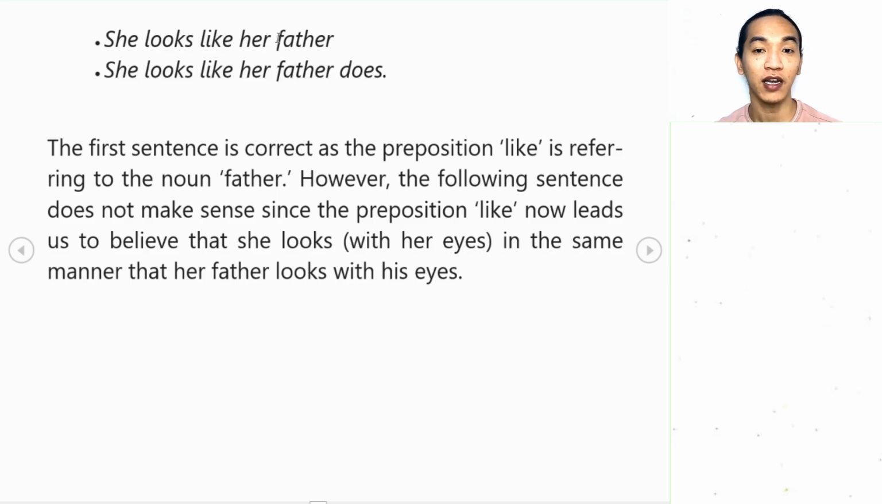Okay, similar to her father. However, the following sentence does not make sense, since the preposition like now leads us to believe that she looks with her eyes in the same manner. So she looks like her father does. It means the way she looks is similar to the way that her father does. So please remember that.